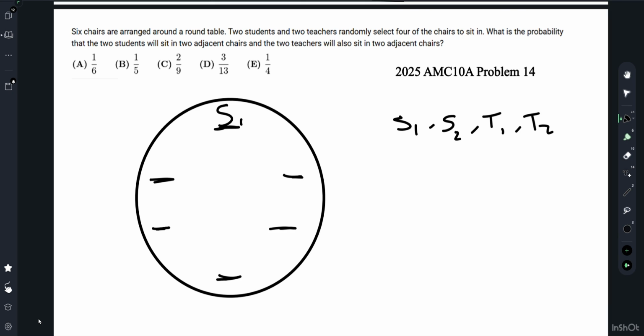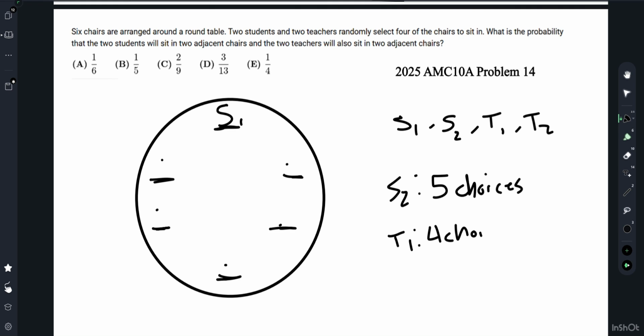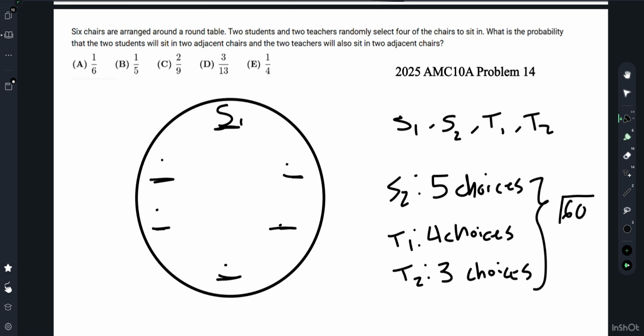So now we want the total ways that we can sit everyone down. So the total ways we can have S2, there are 5 choices: 1, 2, 3, 4, 5. So we have 5 choices for S2. And likewise, once S2 sits down, there are 4 choices left for T1 and T2. Once T1 sits down, there are 3 choices left for T2. So the total number of ways we can sit them down is 60 because we multiplied them.